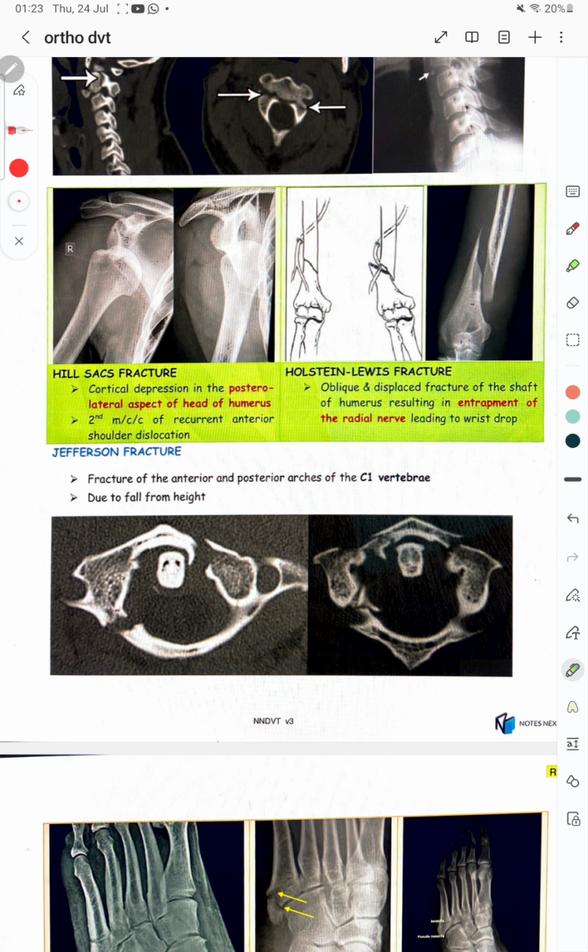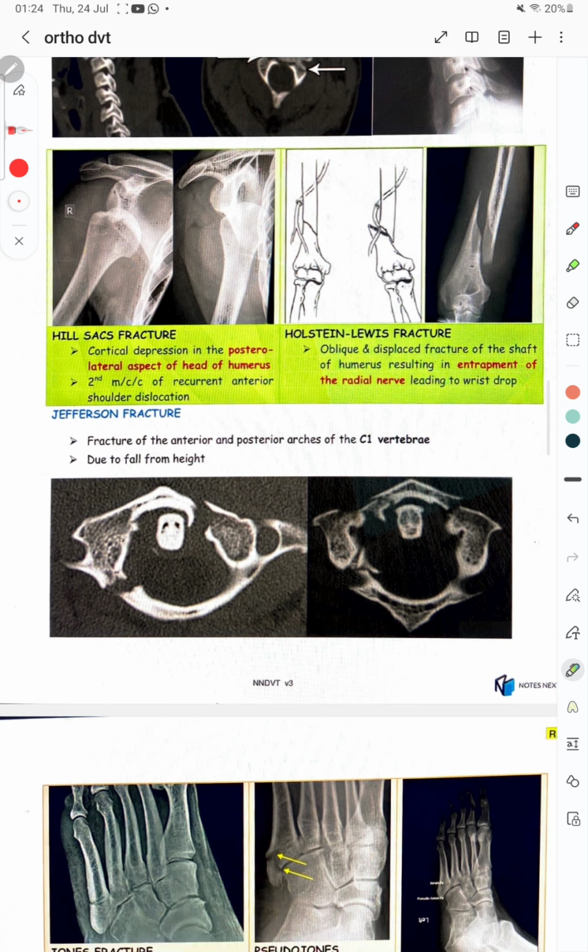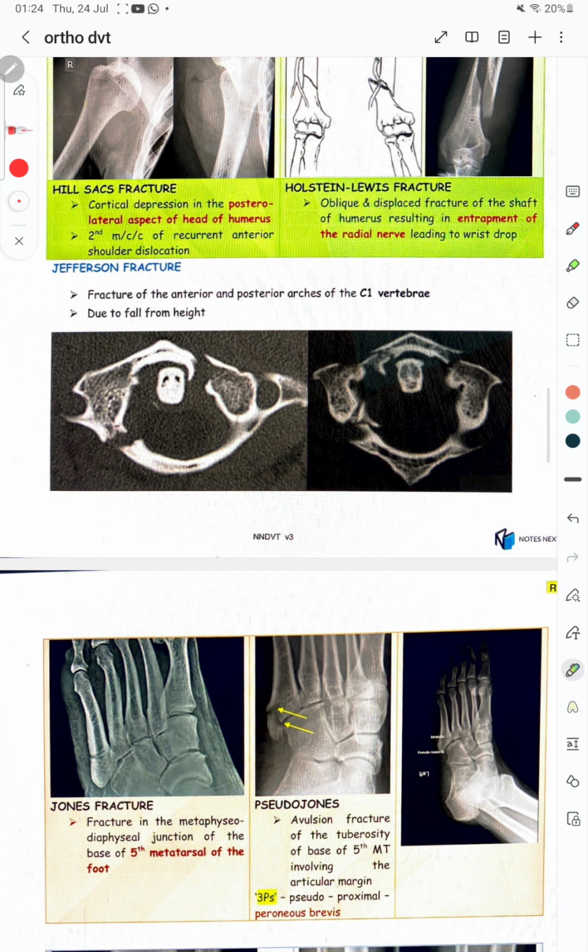Then Hill-Sachs fracture is a cortical depression in the posterolateral aspect of the head of the humerus. Second most common cause of recurrent anterior shoulder dislocation, Hill-Sachs. Then Holstein-Lewis fracture, it is an oblique and displaced fracture of the shaft of the humerus resulting in entrapment of the radial nerve leading to wrist drop. Then Jefferson fracture, fracture of the anterior and posterior arches of the C1 vertebra due to a fall from height. Jefferson: C1, anterior and posterior arches, due to fall from height.